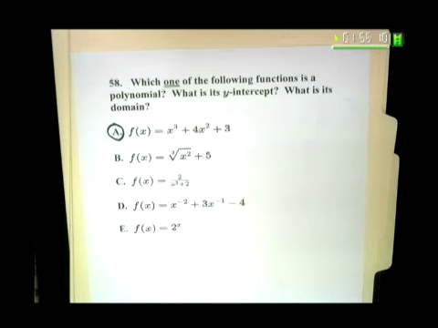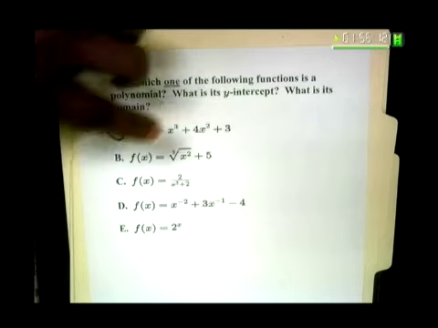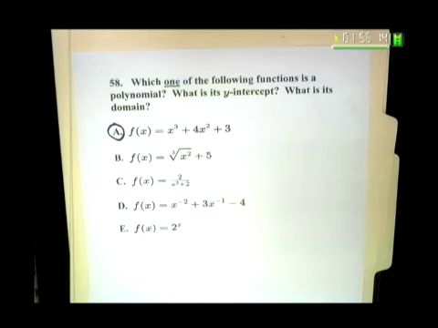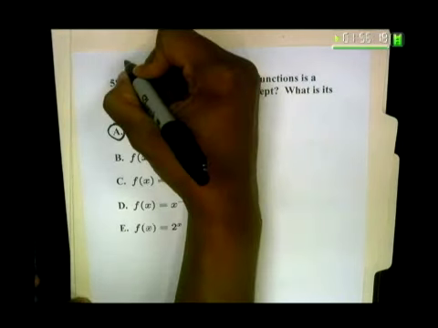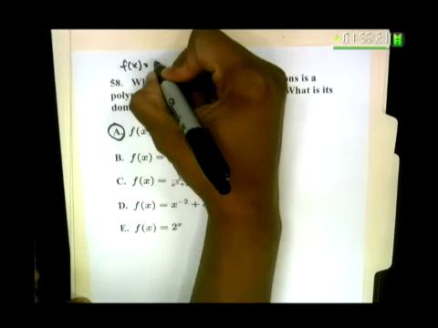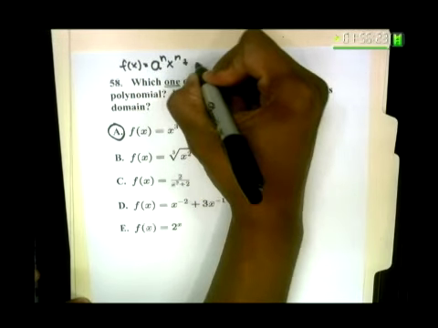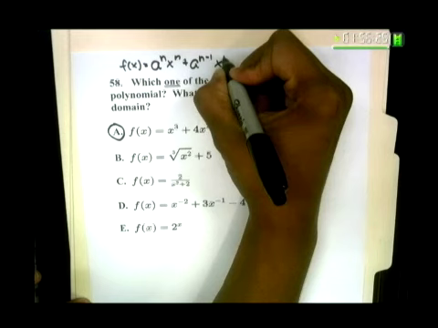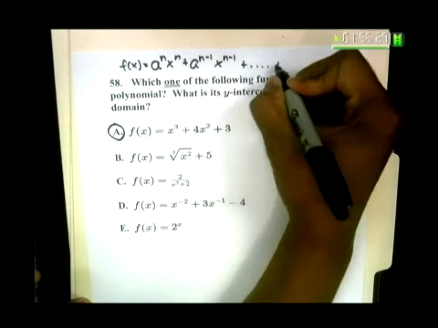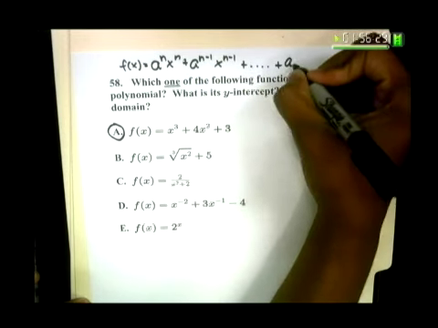So, polynomial function, let's just write it. If you remember, it looks like this, just so that you have it. So it would be A.